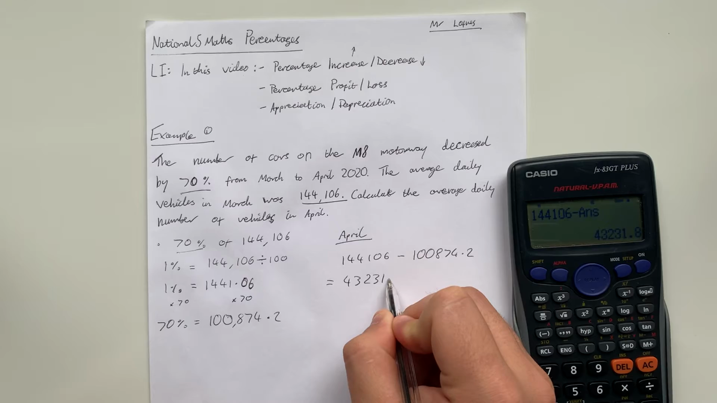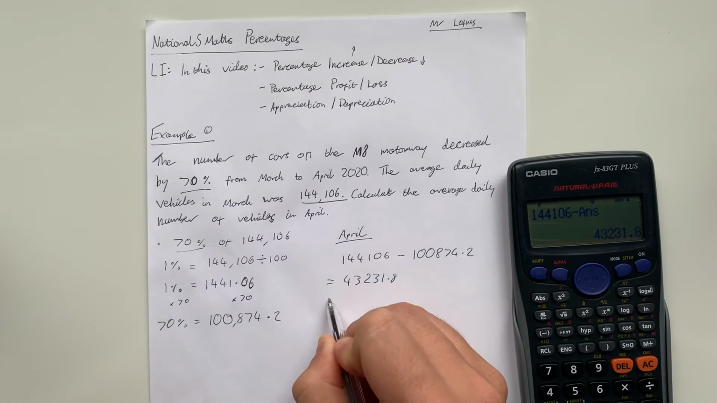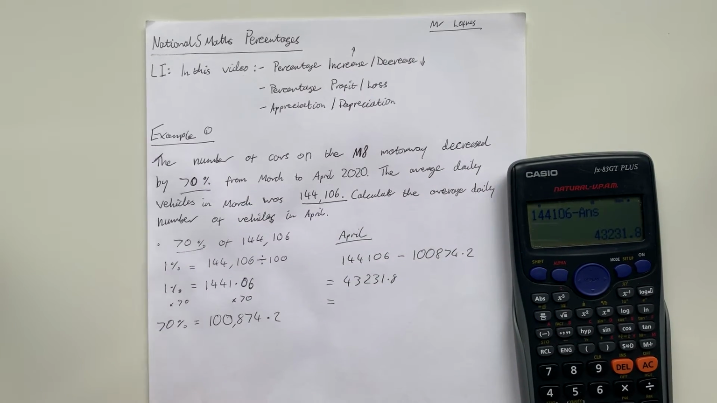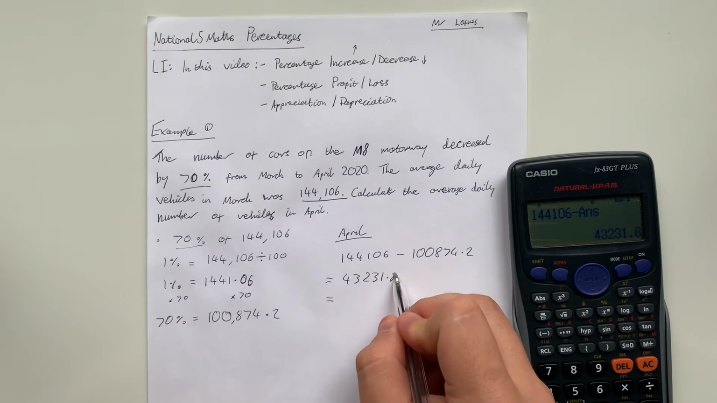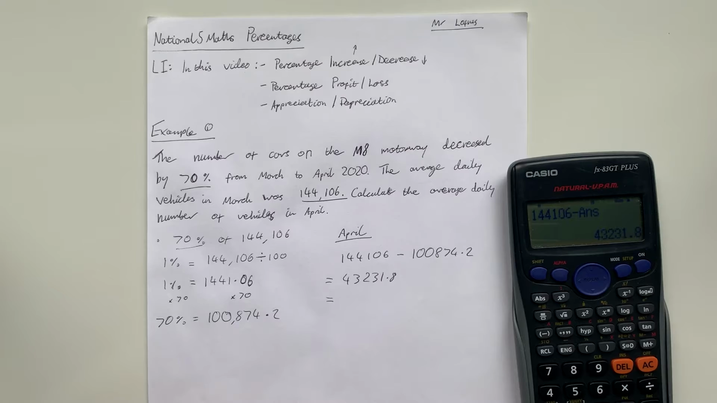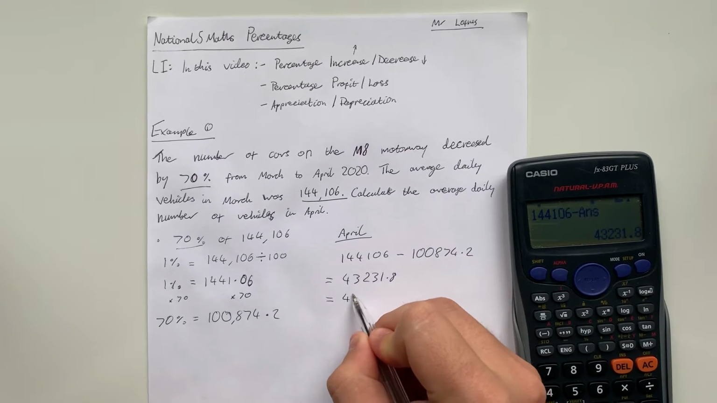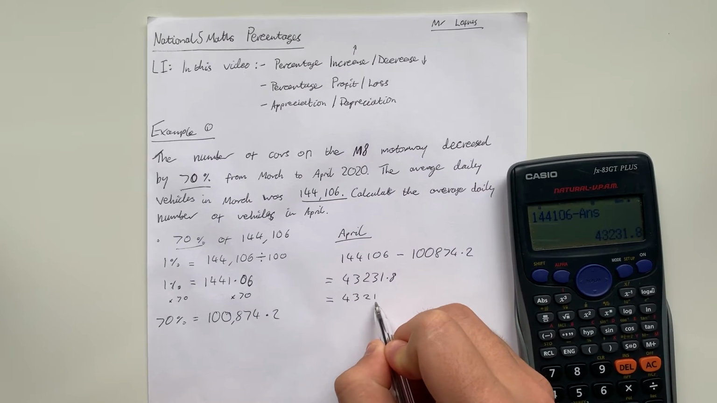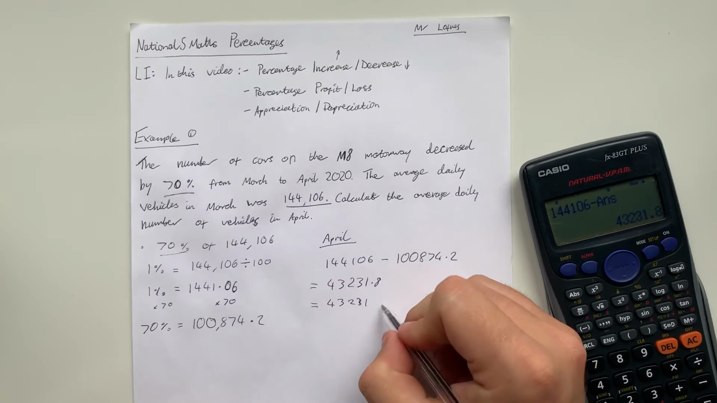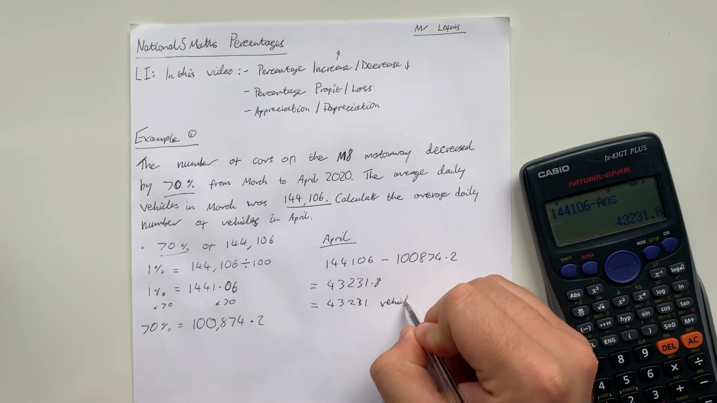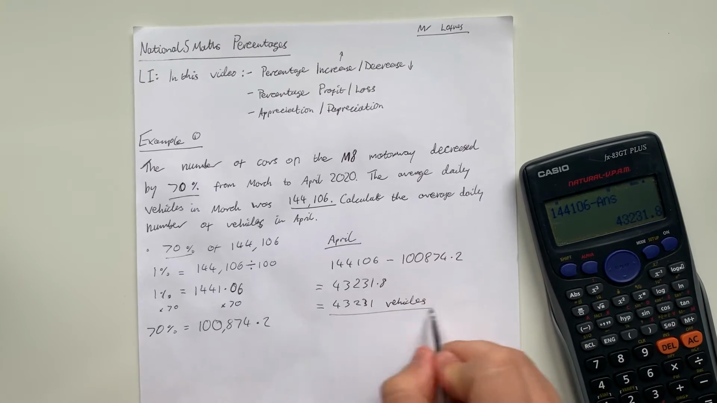And that gives us an answer of 43,231.8. Now, as we said, this is the number of vehicles. Same way that you couldn't have 0.2 vehicles, you can't have 0.8 vehicles, so let's just round that to the nearest whole number, because vehicles needs to be a whole number. So that's going to be 43,231, and it's the number of vehicles. So let's just put vehicles on the end there.